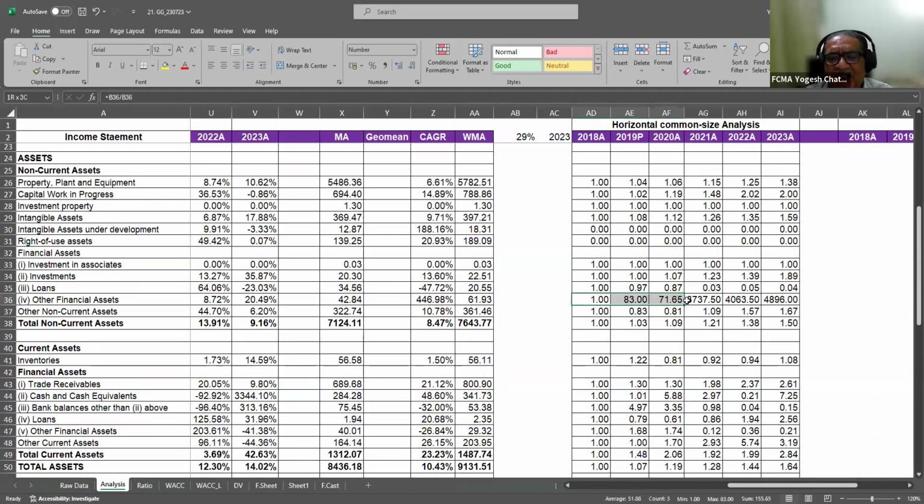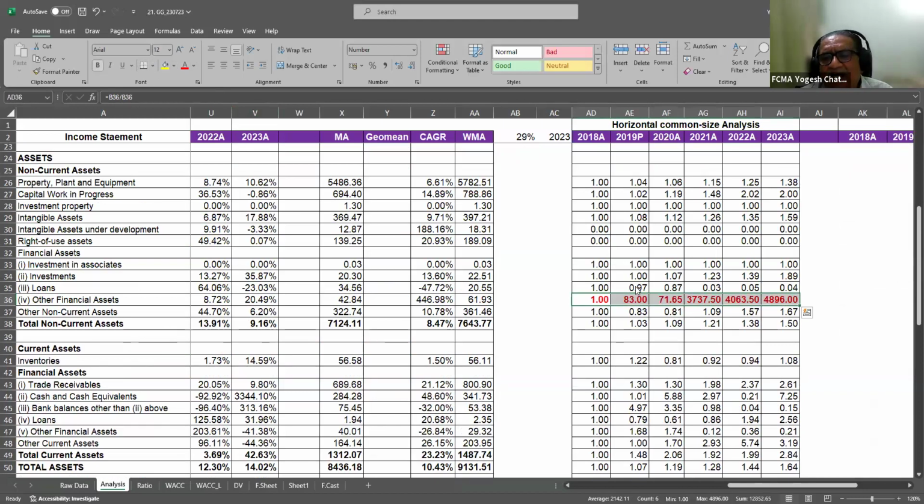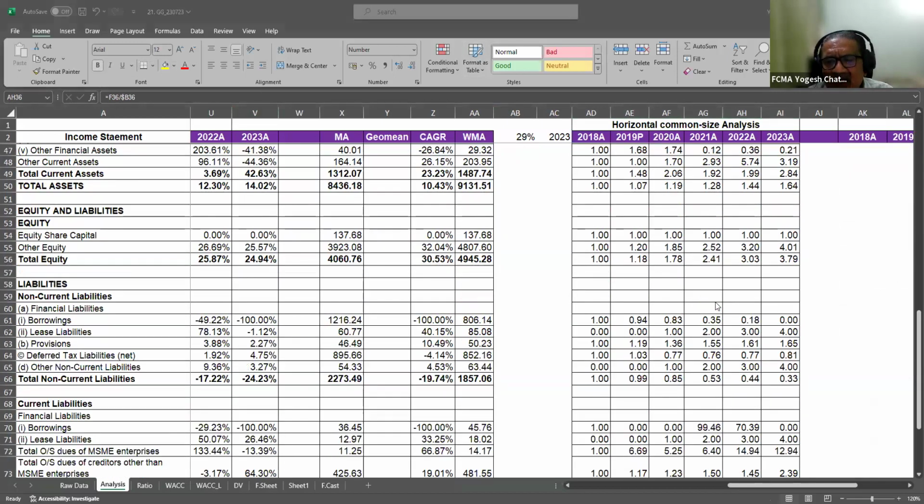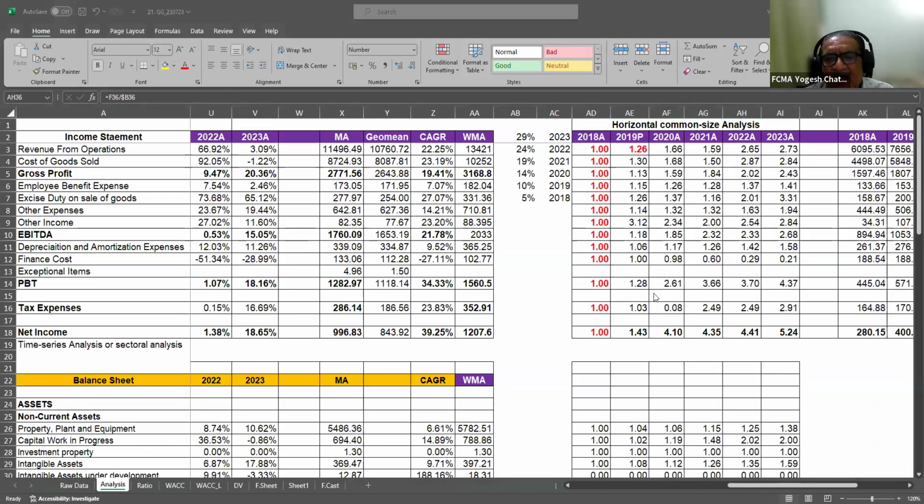balance sheet. And wherever there are some abnormalities, you can very well see it will be reflected, 83 times, 71 times, 3,737 times. So whenever you find such an abnormality, you can find out the reason. You need to go into the detail of that. So I am just informing you of the techniques of financial statement analysis.